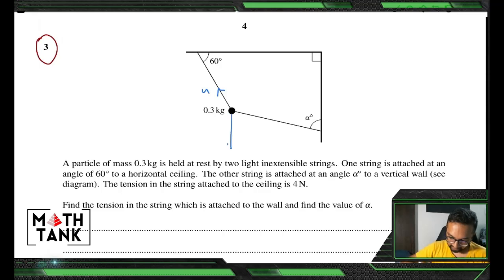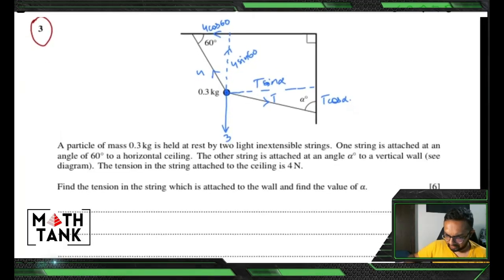There is a weight acting here, 3. Find the tension in the string which is attached to the wall and find the value of A. So let's call that T. Let's resolve this force. This is 4 sine 60 and 4 cos 60. If I'm resolving at this point, I will also then need to figure out T sine alpha and T cos alpha.